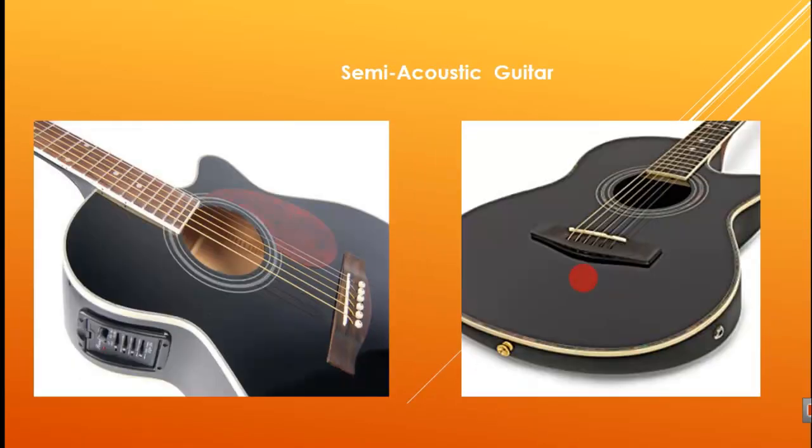Here now, we are on the semi-acoustic guitars. So the word semi means half. So simply put, semi-acoustic is half acoustic, half electric. What it means is this guitar can be used either with electricity or without electricity. Still, you can enjoy playing it. You can produce good sounds, good songs out of it, with electricity or without electricity.